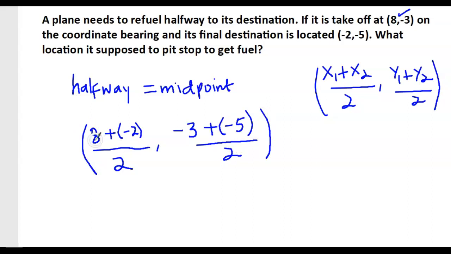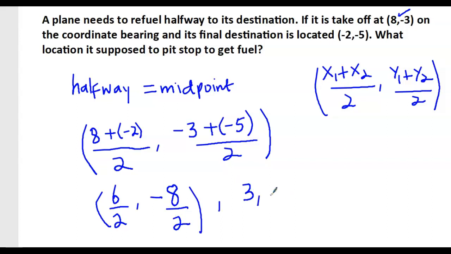It becomes 8 minus 2, which gives us 6 over 2, and this positive negative becomes negative here. So we have -3 and we have -5. So all of them are negative. We put it together and then we give it negative. So 3, 5, -8 gives us -8 over 2. And 6 divided by 2 gives us 3, and -8 divided by 2 gives us -4. The plane has to stop at point (3, -4) to get fuel.